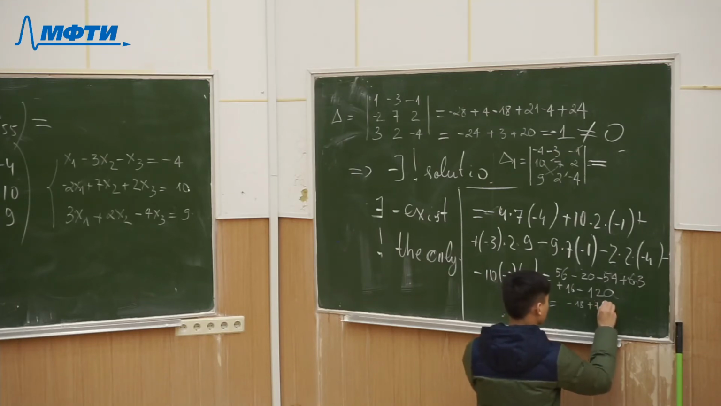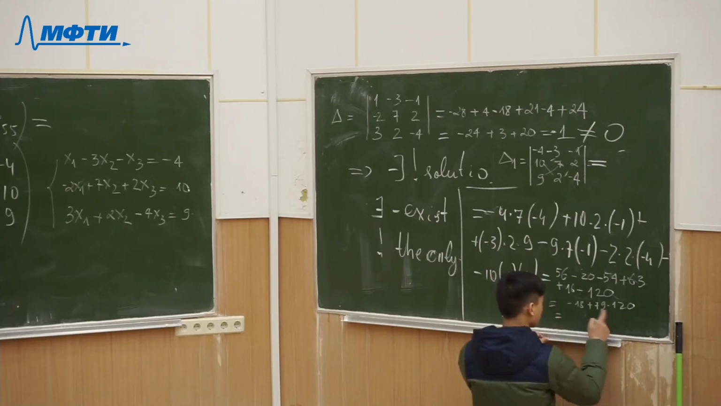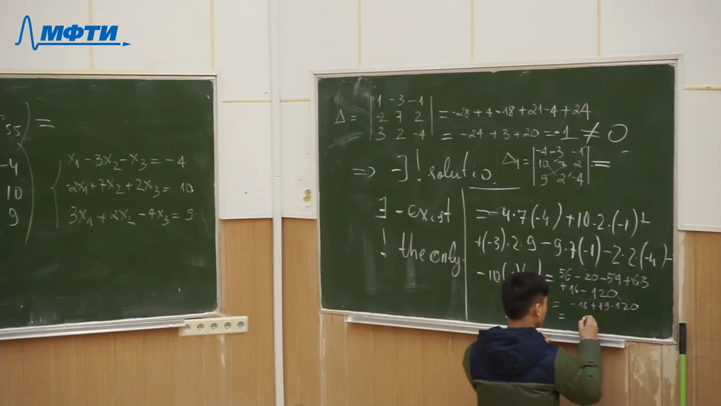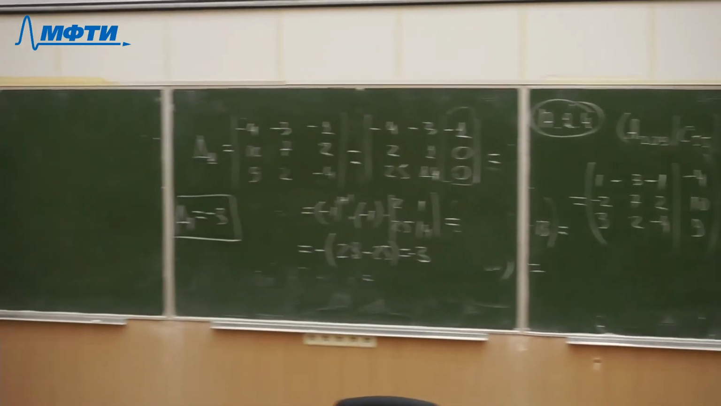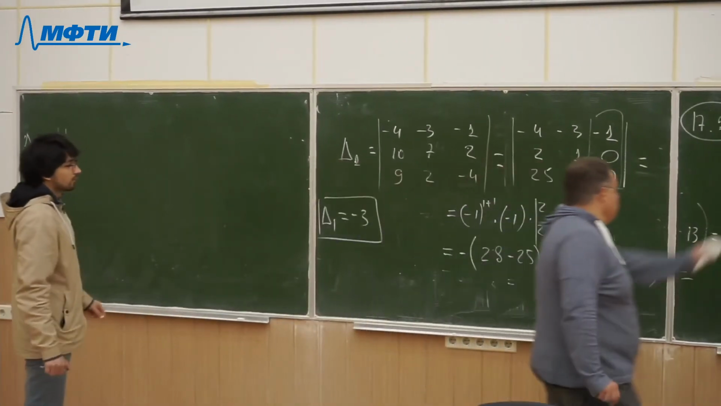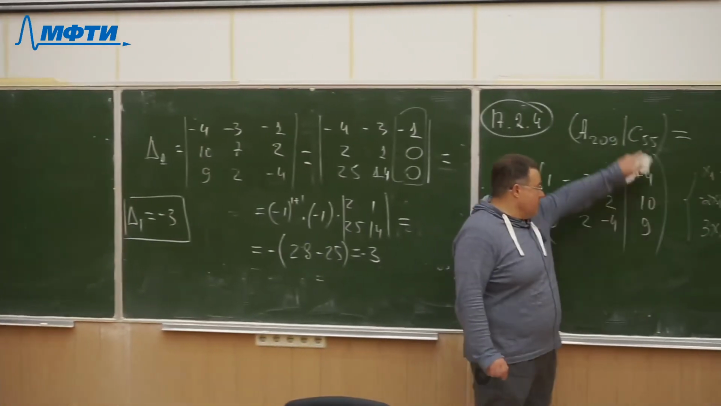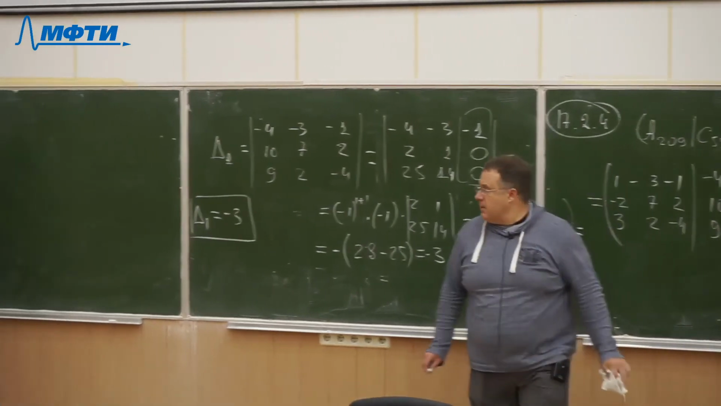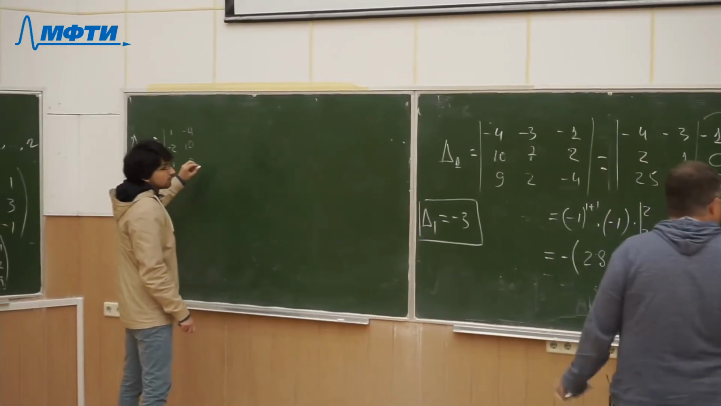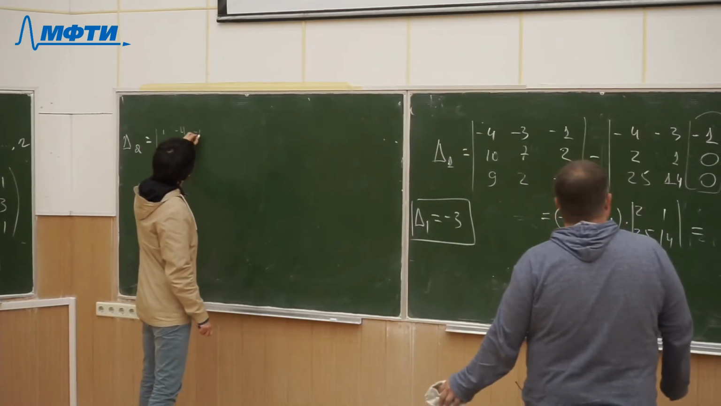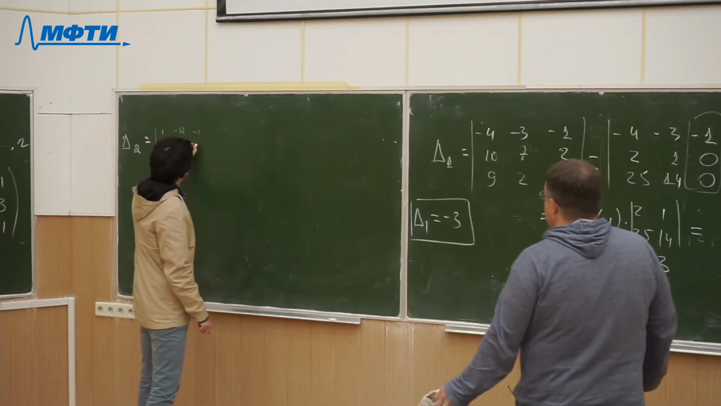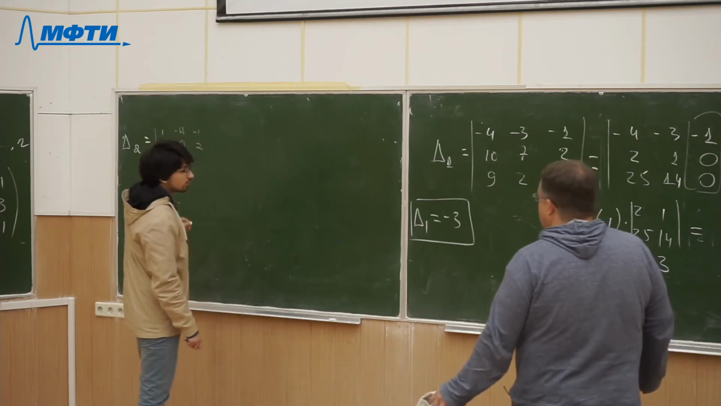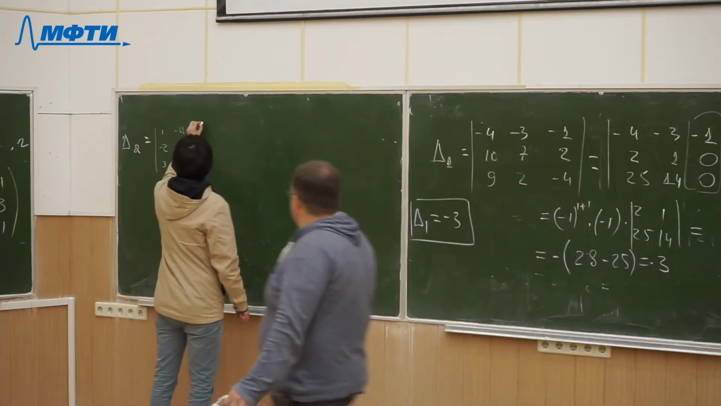Yes. 1 minus 2 first column. 1 minus 2, 3. Then we have, I have to say, we have changed the second column of this matrix by the column of the arbitrary terms. Minus 4, 10, 9. This minus 1, 2, 2, minus 4. And calculate.